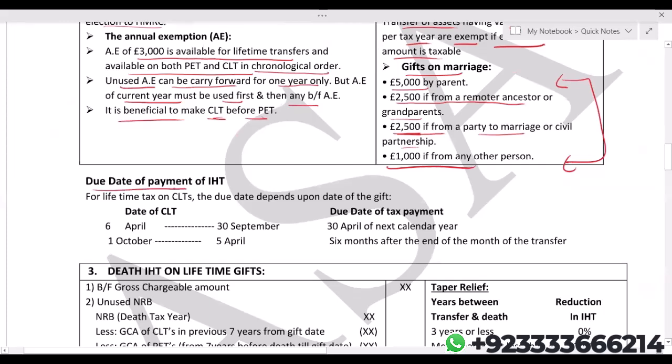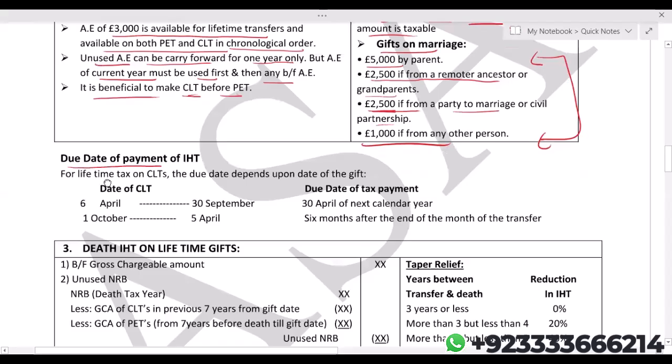Due date of payment of IHT, this is also important. For a lifetime CLT, the due date depends upon the date of gift, the date of the CLT. If the date is within 6 April to 30th September, then tax is paid on 30th April of the next calendar year. So if the CLT is made between 6 April and 30th September, the due date is 30th April of the next calendar year.